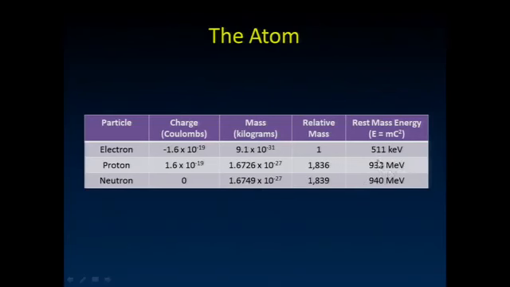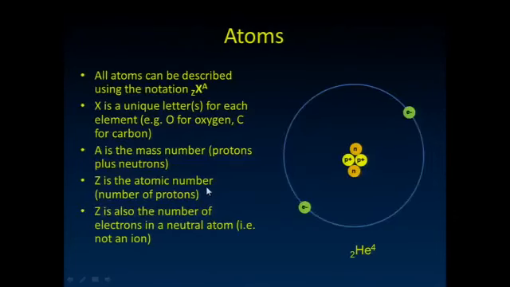And notice its mass, it's about 2,000 times more massive than an electron. And so its rest mass energy is quite a bit larger. We already talked about the fact for an electron that's 511,000 electron volts. And notice here, this is in the mega electron volt range as opposed to the kilo electron volt range. Neutron, very similar mass to that proton, almost identical. But remember, has no charge.